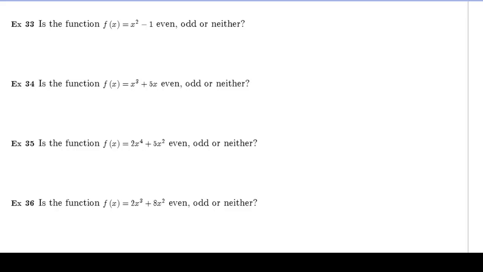So what we're going to do is we are going to plug in -x and see what happens. So if you plug that in, you get -x quantity squared minus 1. Again, anything squared is going to be positive, so we just end up with x squared minus 1, which, hey, was what we started off with. It's f of x. So in this case, we know that this function is even. Try another one here with you.